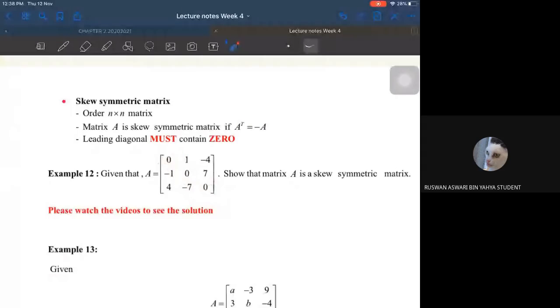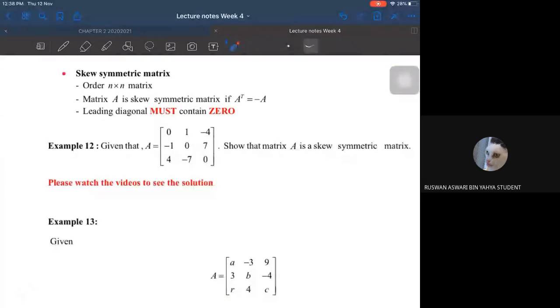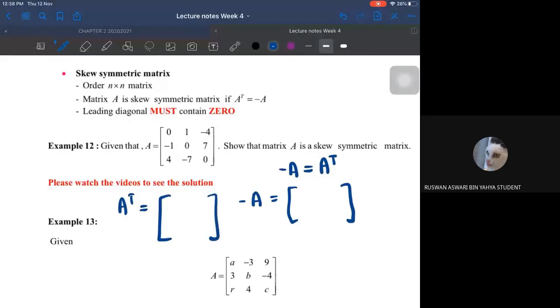Okay. So, kalau you nak buktikan matrix A ni adalah skew symmetric matrix, so you kena tunjukkan lah yang negative A ni sama dengan A transpose. So, find the negative of this matrix A, dapat apa? Then you cari pula A transpose ni dapat apa? So when you compare, if each element of this matrix is equal to each element in this matrix, so therefore that matrix is a skew symmetric matrix. Sebab diagonal dia dah memang kosong dah kat sini. Boleh?